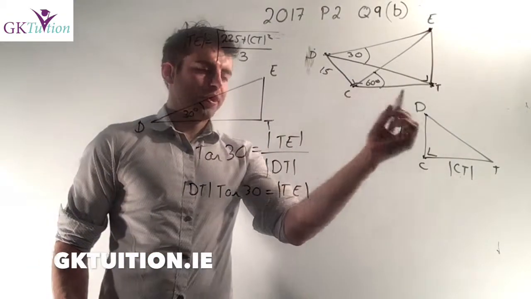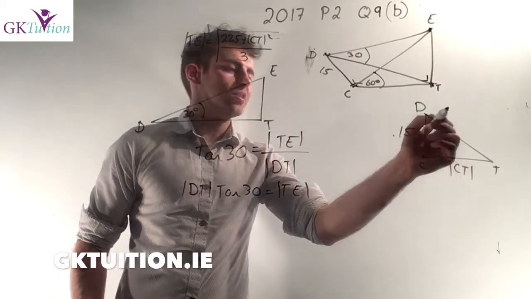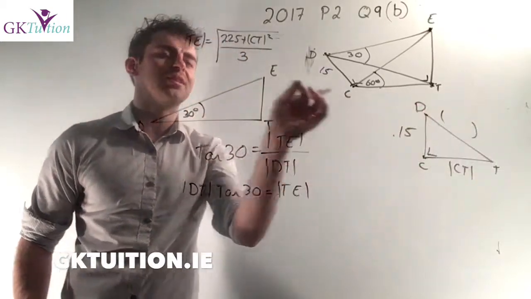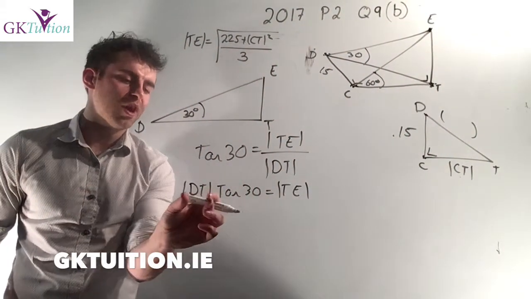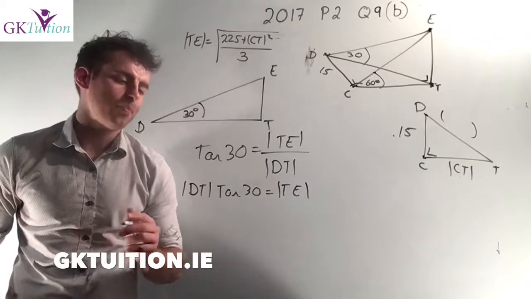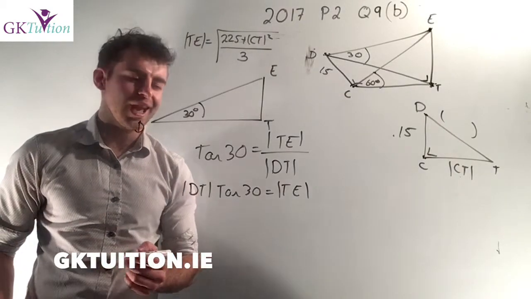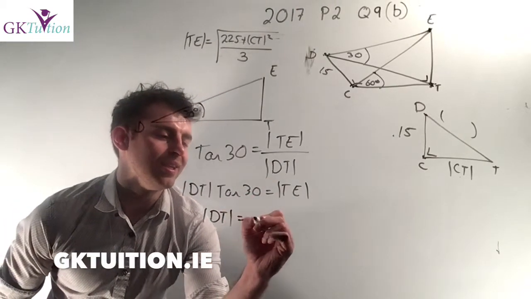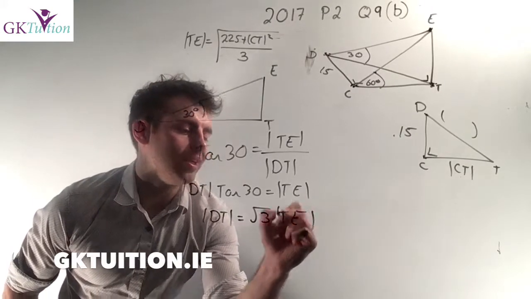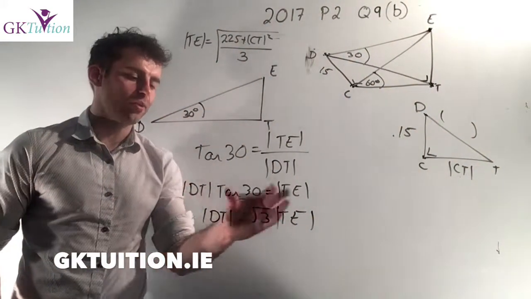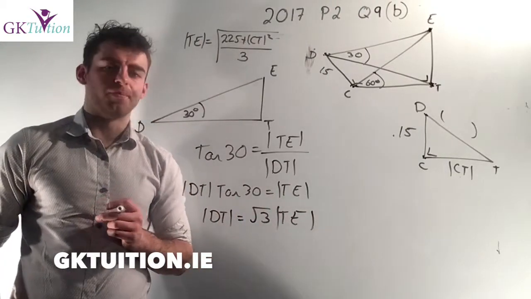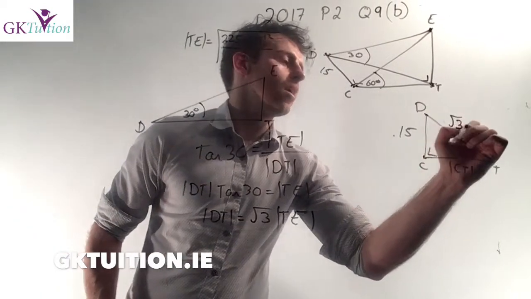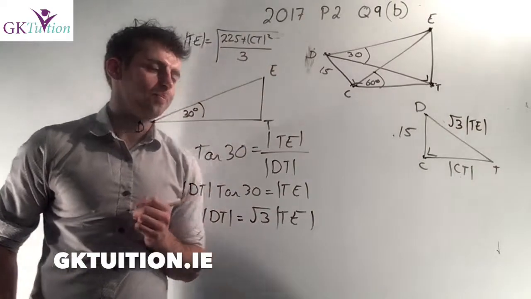Now you should recognize what we're trying to do is isolate DT. We want to be able to sub in something instead of that length, because if we're using Pythagoras, we don't want to use DT because it's not in the answer. So I want to isolate the distance DT. In order to do that, you need to divide both sides by tan 30. If you divide both sides by tan 30, you would end up with DT is equal to the square root of 3 times TE. So DT is equal to root 3 TE. And this is useful to me now because I can sub it into this right angle triangle. Instead of DT, I could put in root 3 times TE.